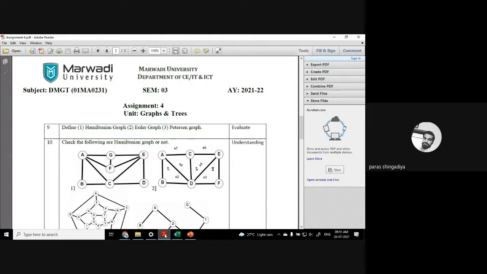Okay, and then write the remark: it is not a Hamiltonian as well as not a Euler graph. But we have the definitions of Euler as well as Hamiltonian. So first write both definitions there, and also mention one counter example. This graph is Hamiltonian, this graph is Euler. You can refer to the definitions in your lecture notes.